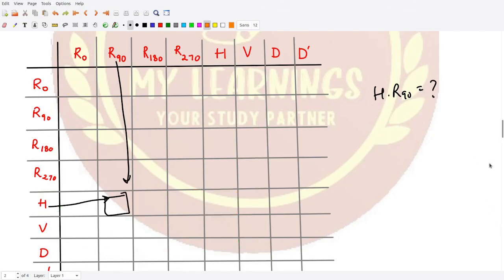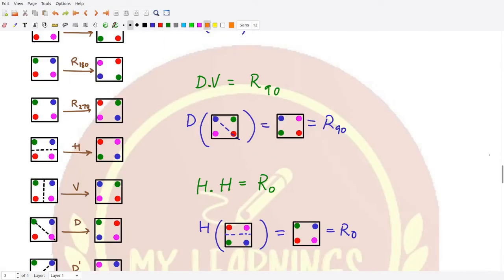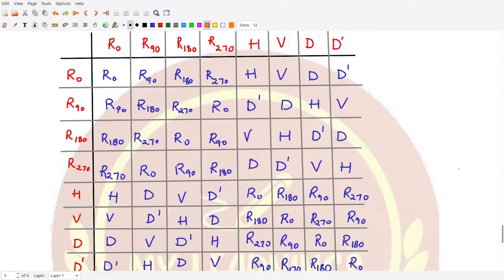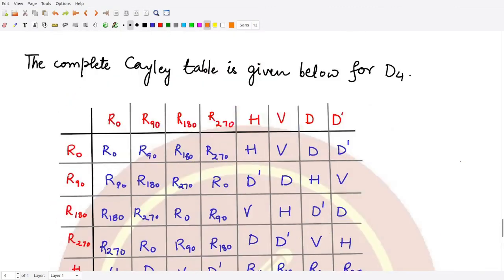Okay, so let's see what table you have obtained after performing all the calculations. Does your table match with my table here? My table looks like this. You could pause this video and match this table with the table that you have obtained after performing the different calculations. It should match. If that is so, you have obtained the Cayley table for the given dihedral group of order 8.